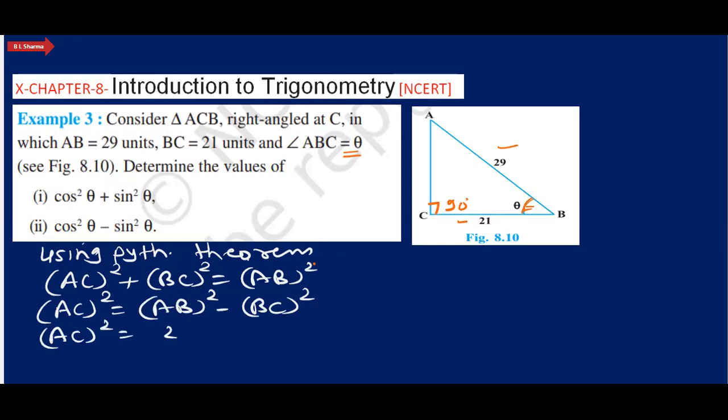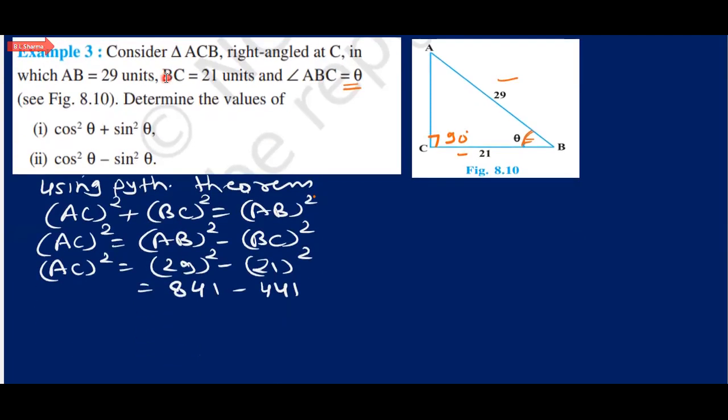AC square is 29 whole square minus 21 whole square. So that is 841, that is 441, and the difference is 400. So AC is square root of 400, that is 20 units. Yes. So हमारा जो AC है that is 20. अब हमने ये तीनों साइड फाइंड आउट करने के बाद ये पता लगाएंगे कि फॉर एक्यूट एंगल थीटा हियर 4.